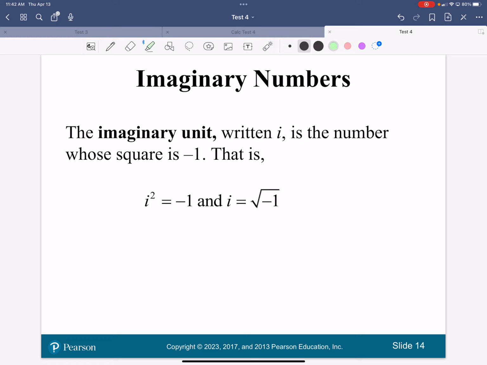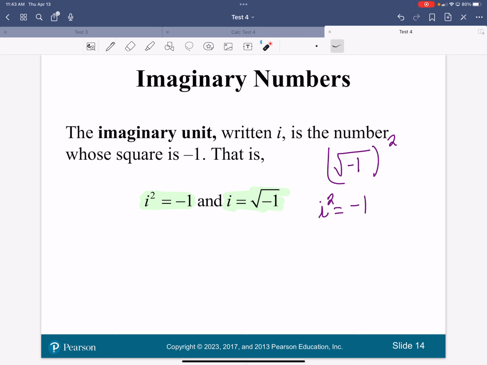The imaginary unit i is the number whose square is -1. So you actually want to have both of these close by when you're working on your homework. i is the square root of -1, and i squared is -1, because if I take the square root of -1 and square it, I get -1. So the fact that i squared is -1 is as important as i equals the square root of -1. Make sure you've got both of these, and that you realize both are important.